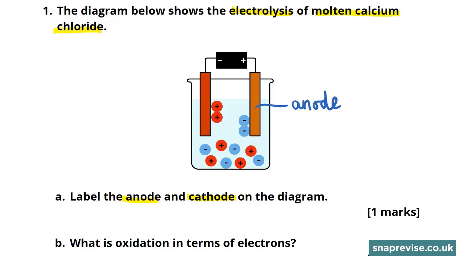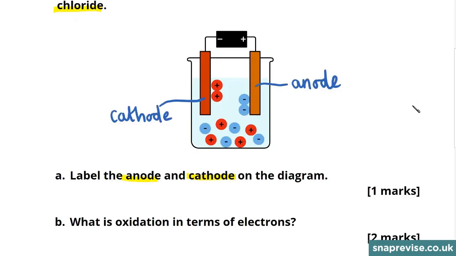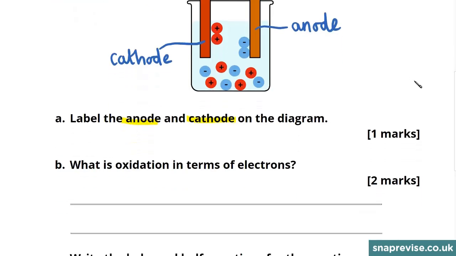Similarly, positively charged ions are called cations, and these are attracted to the cathode, so therefore the negatively charged electrode is the cathode. We've determined the charge on each of the electrodes by just looking at the charge on the cell, which the electrodes are connected to. Part B asks you, what is oxidation in terms of electrons?